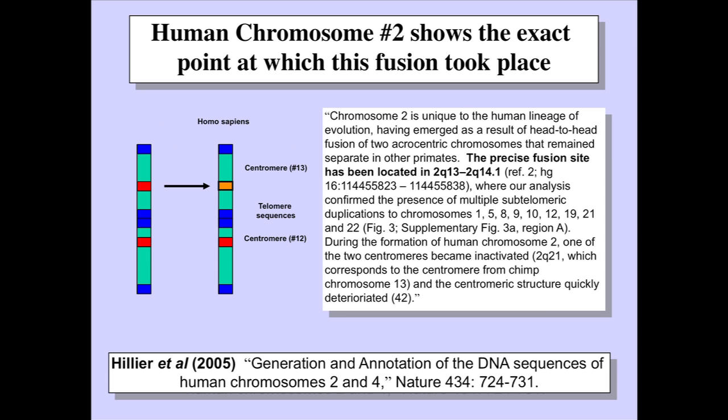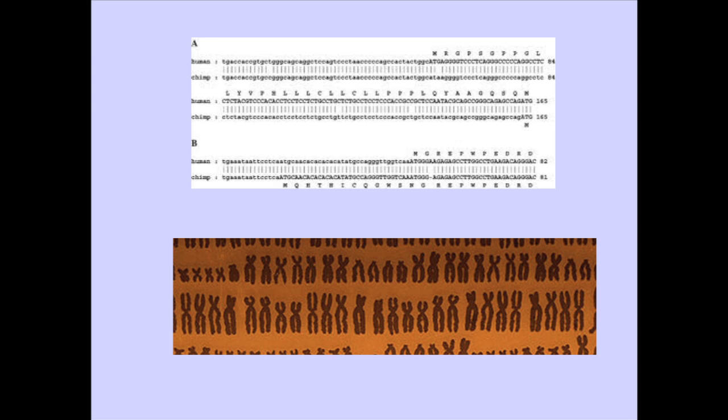In fact, human chromosome number 2 shows the exact point at which that fusion took place. So the sequence and the junction of those shows the fusion of chromosomes 1 and 2 in Pan paniscus that resulted in chromosome number 2 in humans. So we can use comparative genomics to look at relationships between not only humans and other primates, but humans and all other organisms. How closely related are we?